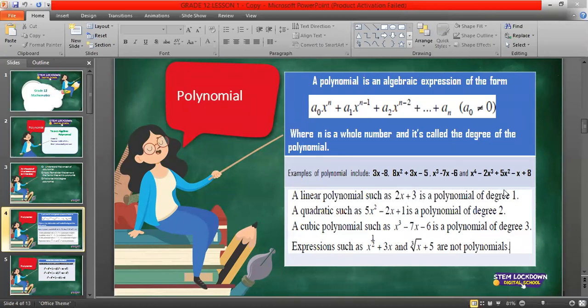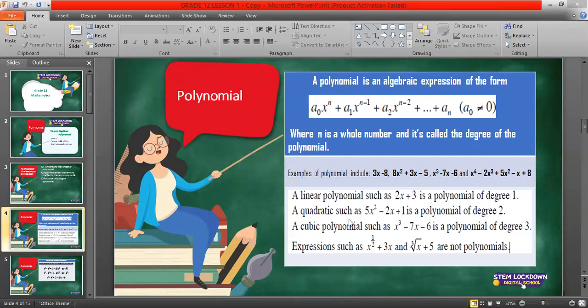We refer to this one as a binomial, having two terms. Here it has two terms, so we call it a binomial, a form of polynomial, and it has a degree of 1. It is also called a linear polynomial. Linear means the highest power is 1. So it's a binomial and a linear polynomial.